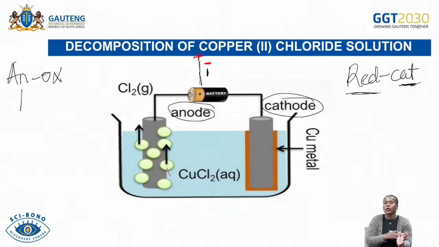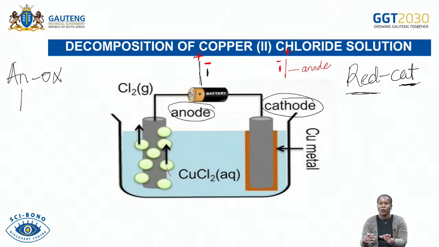The way I've drawn it will not always be like that. In some other question papers, you can find it differently. It is important to note that this is still the negative terminal of the battery, and this is still the positive terminal of the battery. In this case, it is important to note that this is my anode.